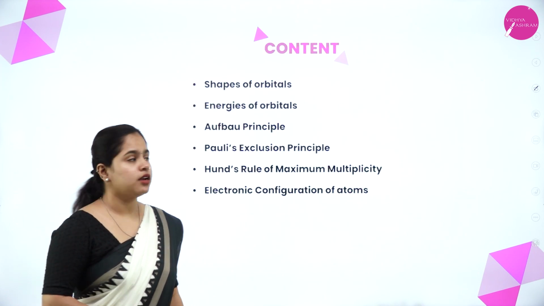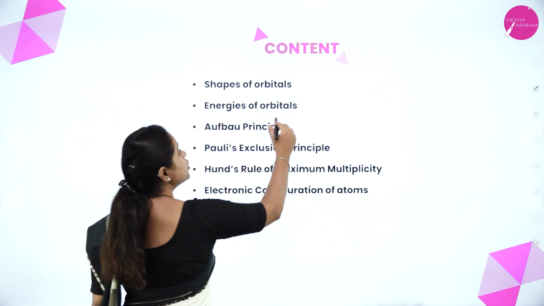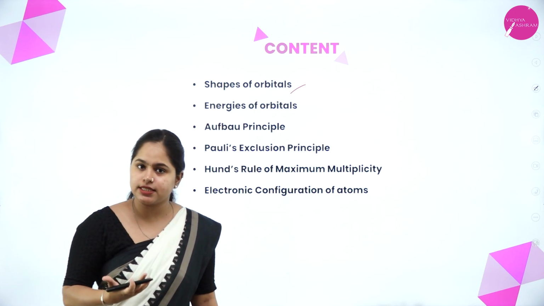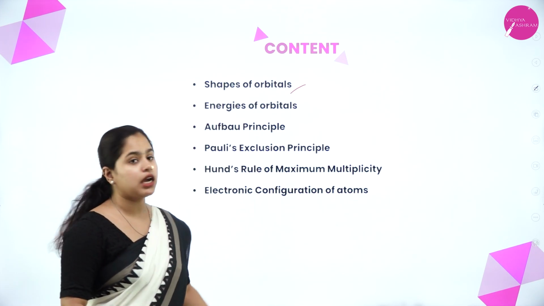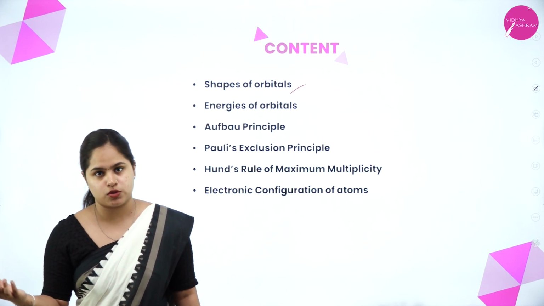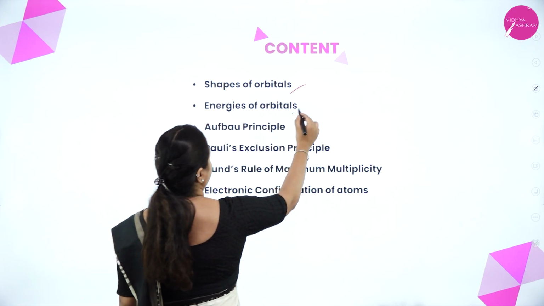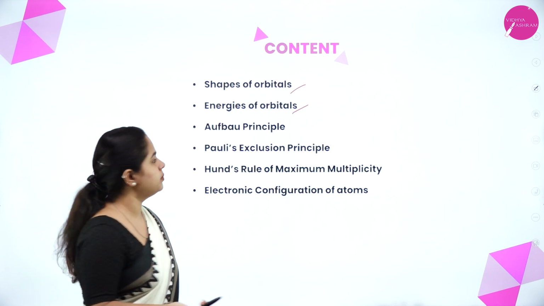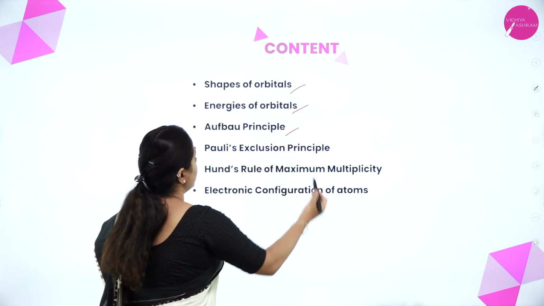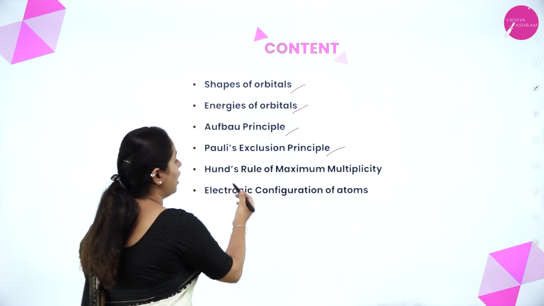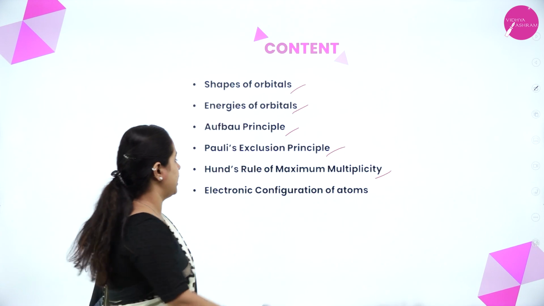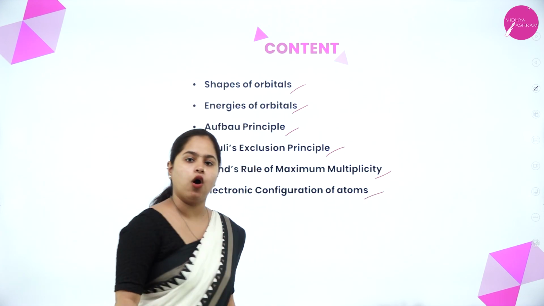So in this session, we will be discussing about the shapes of the orbitals. Yes, we discussed about orbitals in last session. We will be discussing about the shapes of each of those orbitals, then energies of orbitals. And there are 3 principles or laws which you have to learn. That is Aufbau's principle, Pauli's exclusion principle, Hund's rule of maximum multiplicity. And finally, we'll be studying on the electronic configuration of atoms.